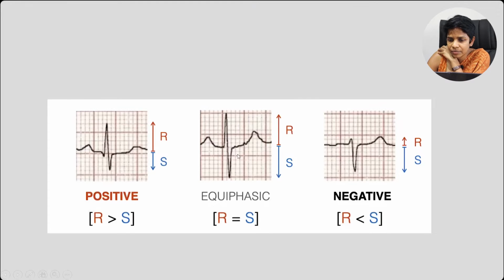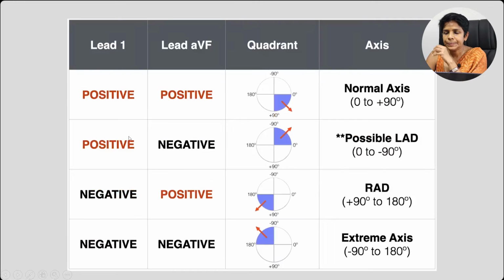Before going to that, I would like you to appreciate this slide. In a QRS complex, when I say positive deflection, it is more R than S wave. When I mean negative, there is more S compared to R. Equiphasic means both R and S are equivalent. So, in normal axis, lead 1 looks from here, lead aVF looks from here. Usually both show positive QRS deflections, so the axis lies here.